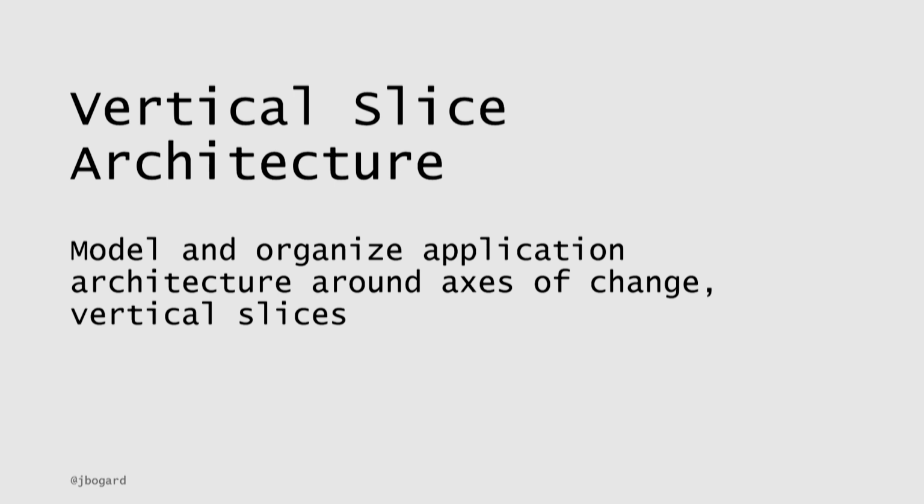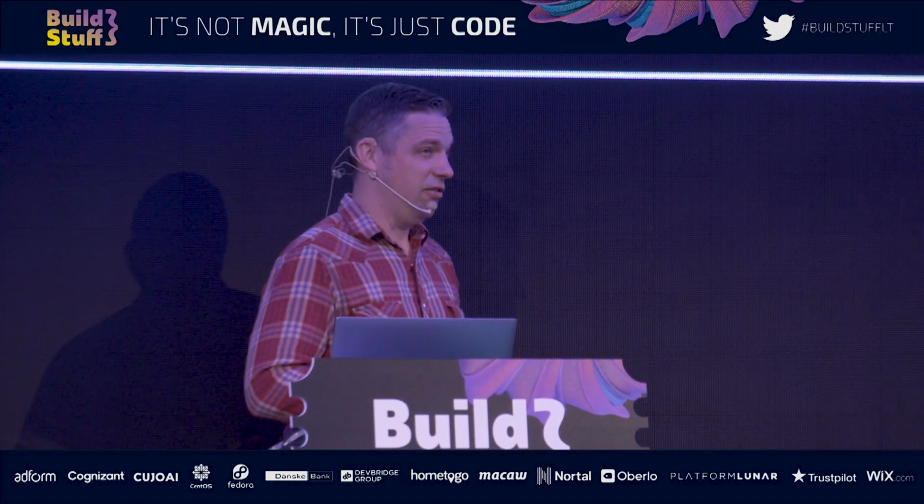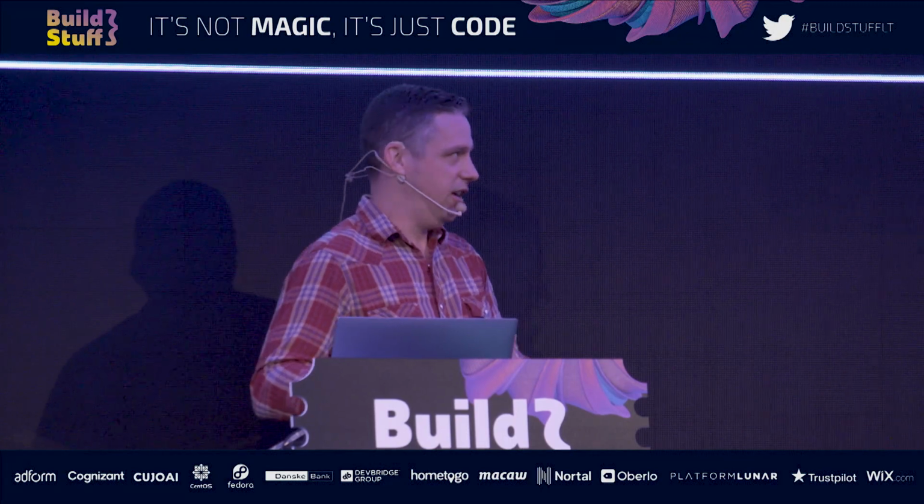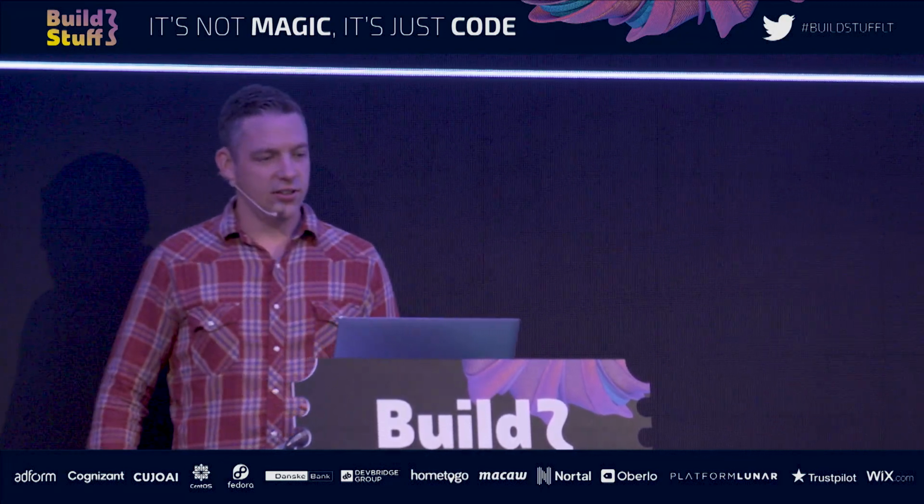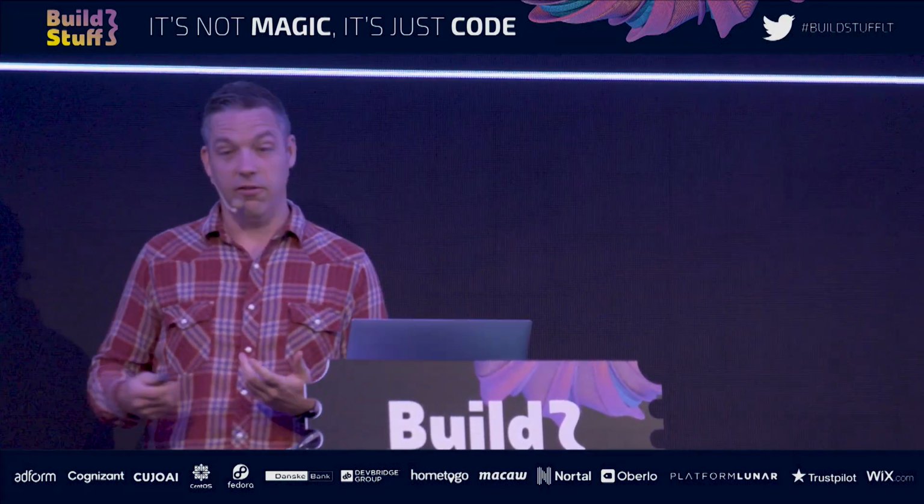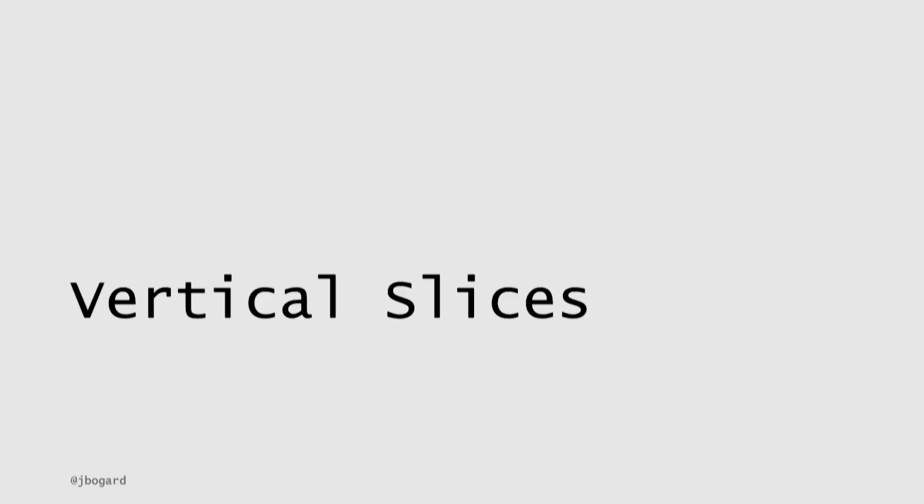It's where we model and organize our application architecture not around the types of things they are. Instead, we model and organize around the axes of change. So things that change together belong together. And each of these areas of change, I call a vertical slice. So what does that vertical slice look like?